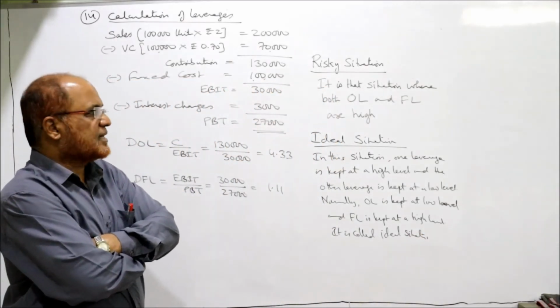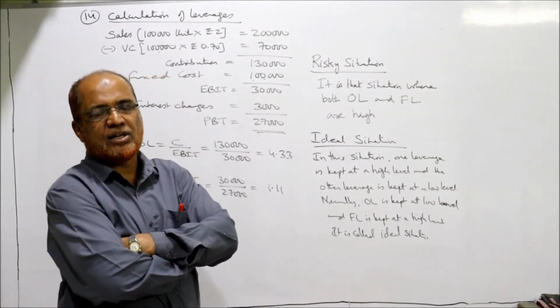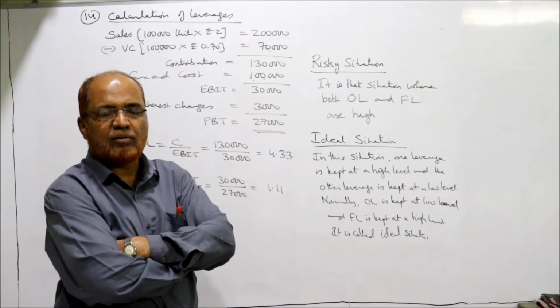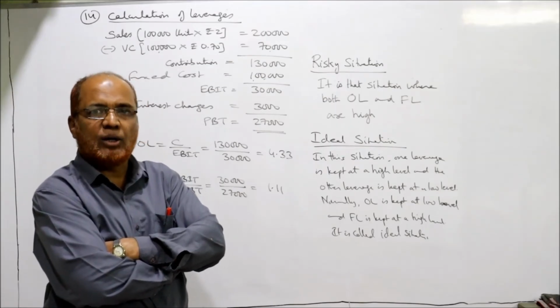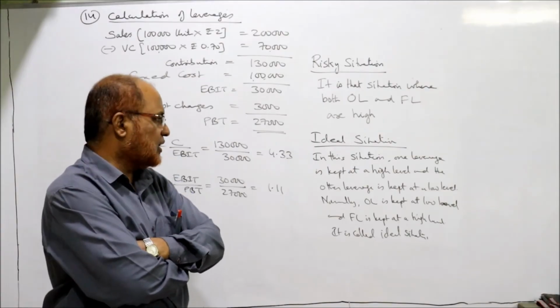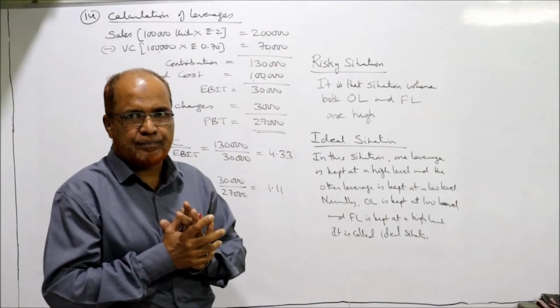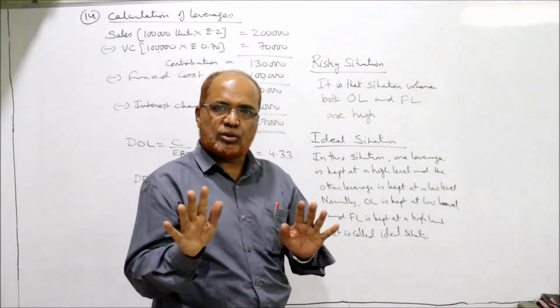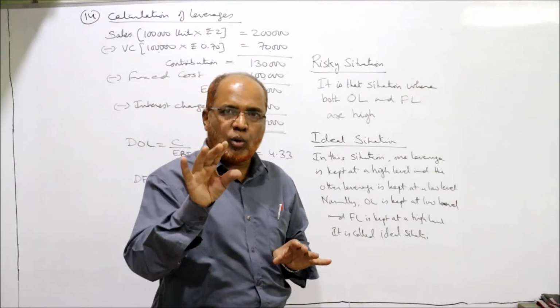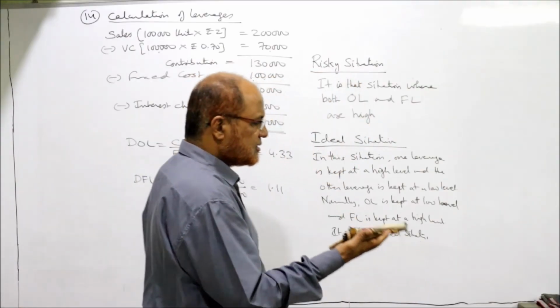So the ideal situation is that situation where one leverage is kept at a high level and the other leverage is kept at a lower level. Normally, OL will be kept at a lower level and FL will be kept at a high level. This situation is called the ideal situation. If both are high, it is risky. If one is high and one is low, it is ideal, and even then, if OL is kept low and FL is kept high, that is an ideal situation.